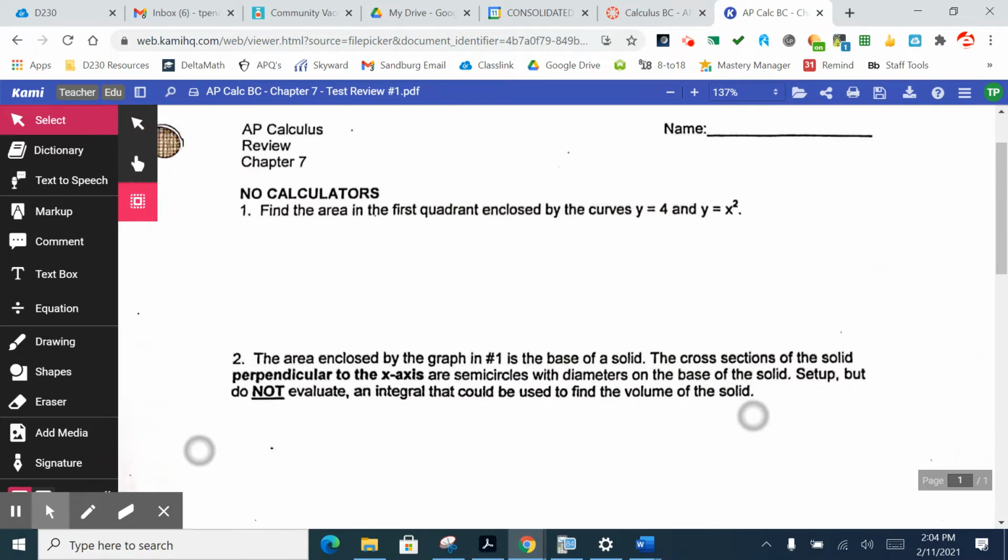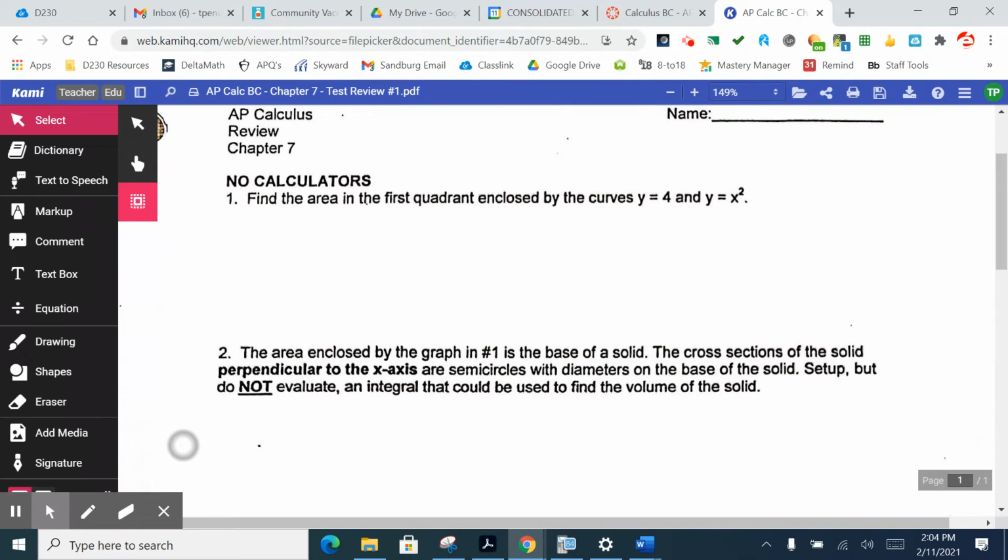I still want to go over this. This is why I made this review once that started to happen on the AP test, to make sure we understand how we could handle this if we don't have a calculator in our hand. What sort of functions do the AP test writers expect you to be able to know without being able to throw it into your calculator? So we're going to go through this. We're going to not use our calculator.